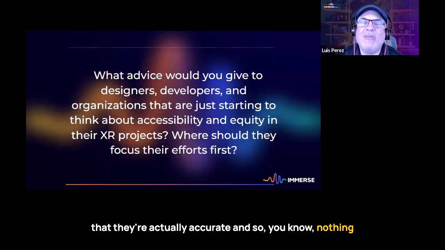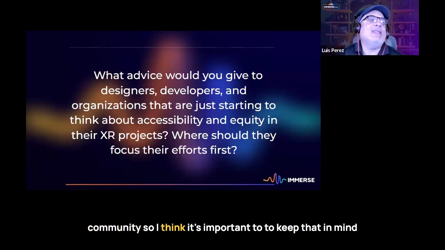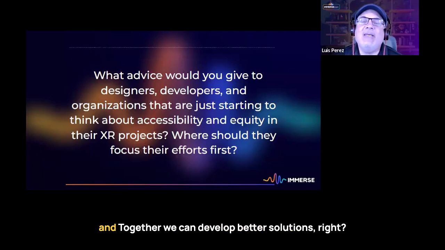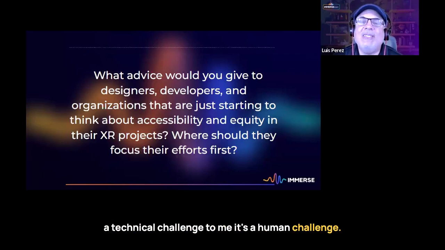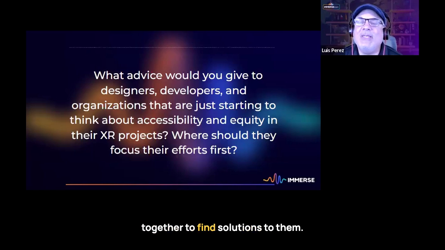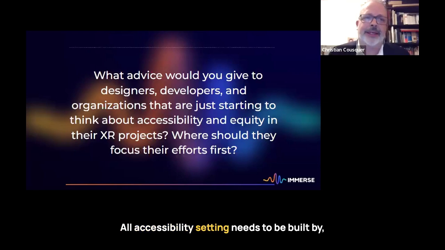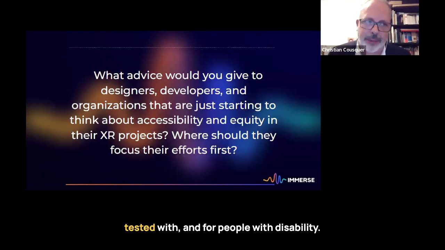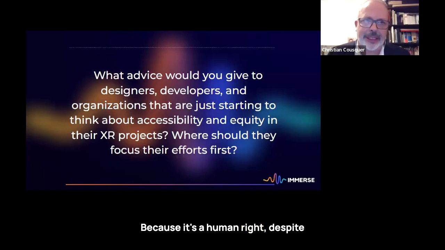And so, "nothing about us without us" is a saying in the disability rights community. So I think it's important to keep that in mind, and together we can develop better solutions, right? Than just by thinking about it as just a technical challenge. To me, it's a human challenge. And so we need to all work together to find solutions to them. I can't say more. All accessibility settings need to be built by, tested with, and for people with disabilities. Because it's a human right, despite what happens in those days.